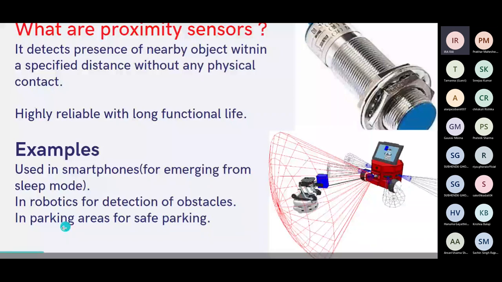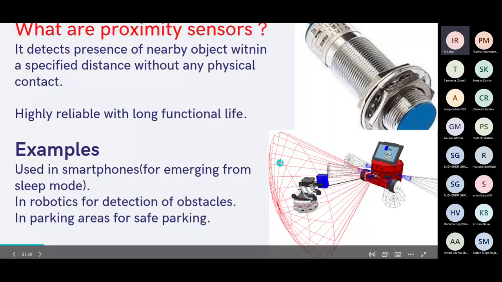And also, for example, in parking areas, for safe parking. While backing a car, we would need some alarm, some detection that we should not back further than some threshold limit. So we would have a proximity sensor which would send the output if we are backing the car more than some limit. It would send the electrical output to some buzzer, and the buzzer would ring. That would alarm us that we should not back it further. So in our daily application, these are some of the examples of proximity sensors.